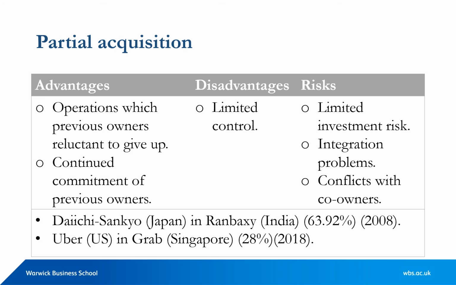However, the disadvantage of such ownership is the firm's limited strategic and operational control over the subsidiary, especially when it is a minor shareholder. In case of partial acquisitions, the entrant is exposed to limited investment risks. However, it faces substantial integration challenges and high relational risk, that is, risk coming from the behavior of the co-owners. Let us see some examples. Japanese pharmaceutical firm Daiichi Sankyo entered the Indian market by acquiring majority stakes in the market leader Ranbaxy. Another example is Grab, which is a ride-hailing taxi service provider in Southeast Asia. Since 2018, Uber operates in these markets by owning stakes in Grab.